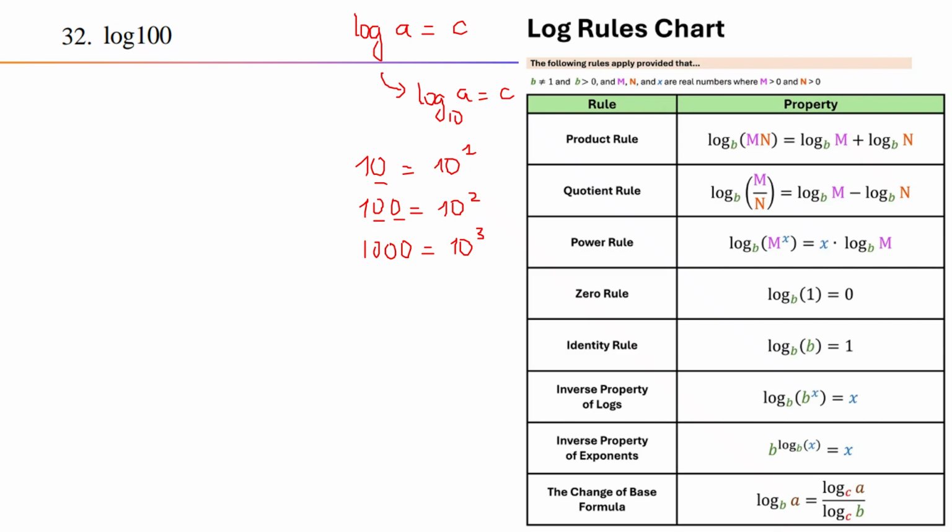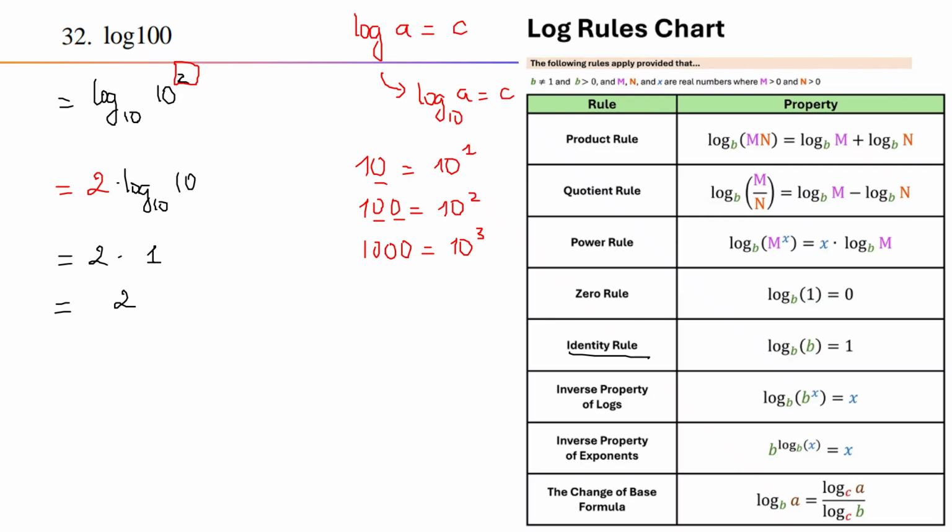Okay, so this one is the same thing as log base 10 of 10 squared. Now we apply the power rule here, so we take the 2 in the front. All right, now the leftover is log base 10 of 10. Now log base b of b, that identity rule says that would be equal to 1, so it's equal to 2 times 1, that equals 2.